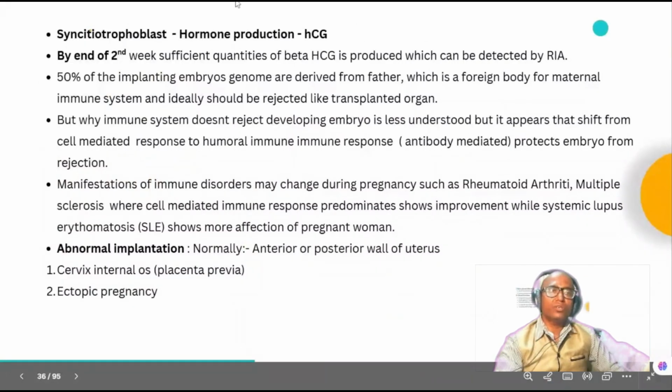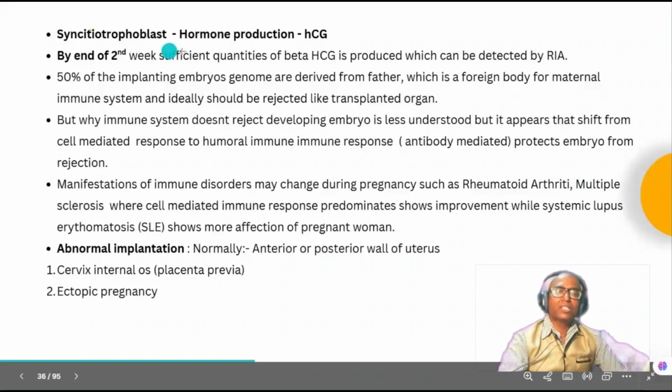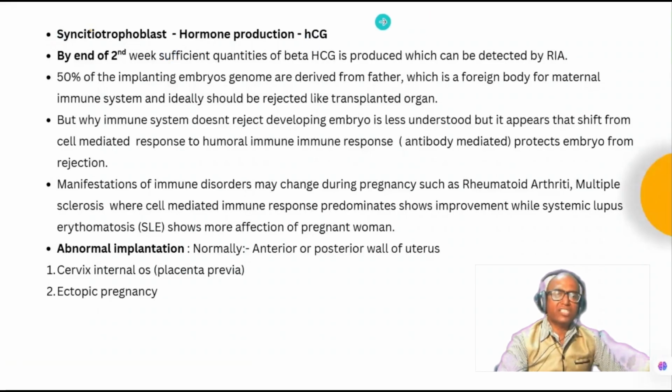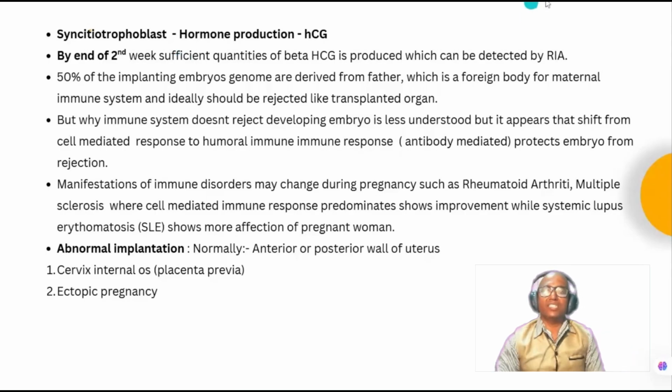So what is the role of the syncytiotrophoblast? Hormone production: hCG will be produced. By the end of the second week, sufficient quantities of beta hCG are produced, which can be detected by radioimmunoassay.